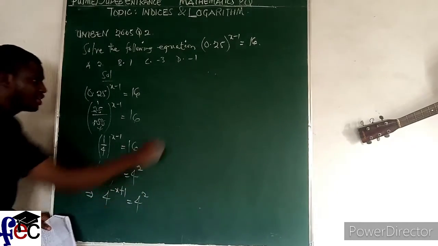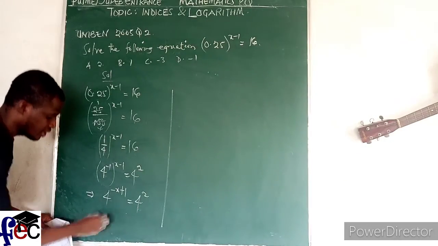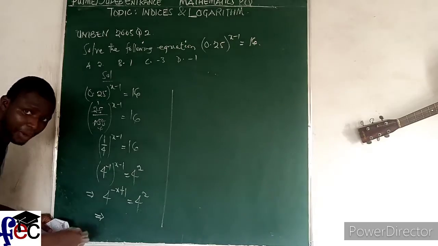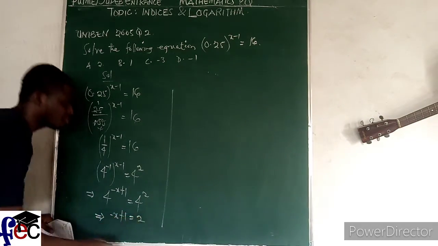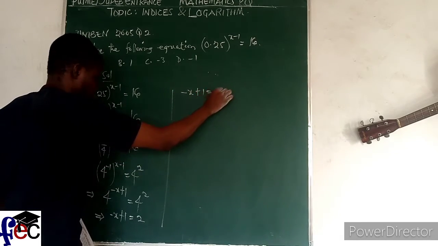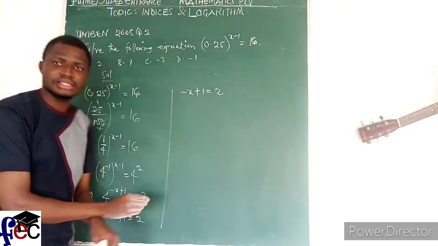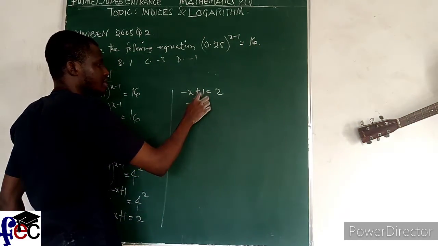What can I infer from here now? The bases are the same. So what does that imply? It implies that what? The powers will be the same. Minus x plus 1 equal to 2. So that from here, I have minus x plus 1 equal to 2. Then I'm to get my x. So that means minus x will be equal to, subtract 1 from both sides.